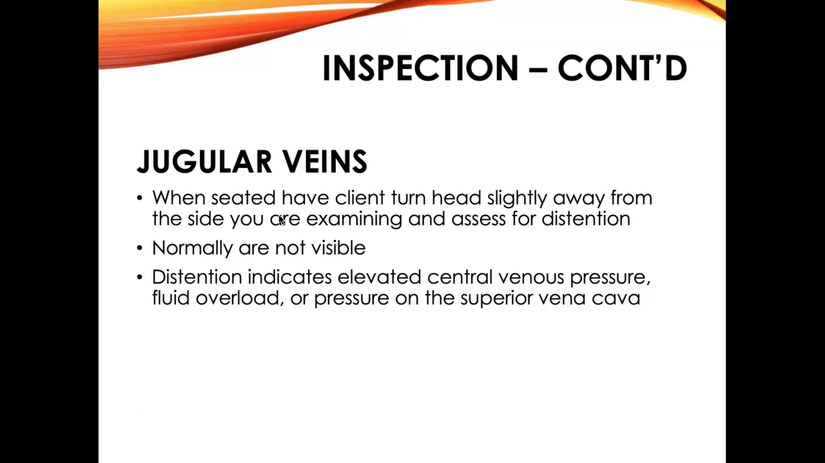So if you're assessing the right jugular vein, you'd have them put their left ear to their left shoulder and look at that area to see if there's any distension with the vein on the right side. And vice versa, if you're looking at the left jugular vein, have them put their right ear to their right shoulder and look at the neck and see if you can see any jugular veins. Again, that would indicate that there might be extra fluid, more pressure on the vena cava, which causes those veins to bulge out, and fluid overload.